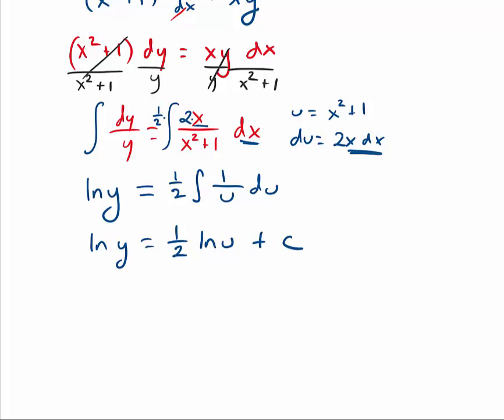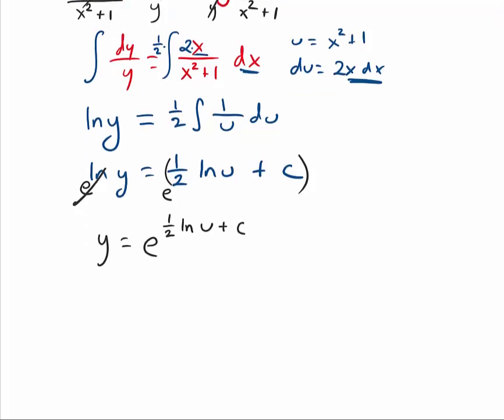So now we want to solve for y. To get rid of the ln, you take e to the power of both sides. So that cancels. This is like having e to the power of all of that. So we get y equals e to the power of 1/2 ln of u plus c.